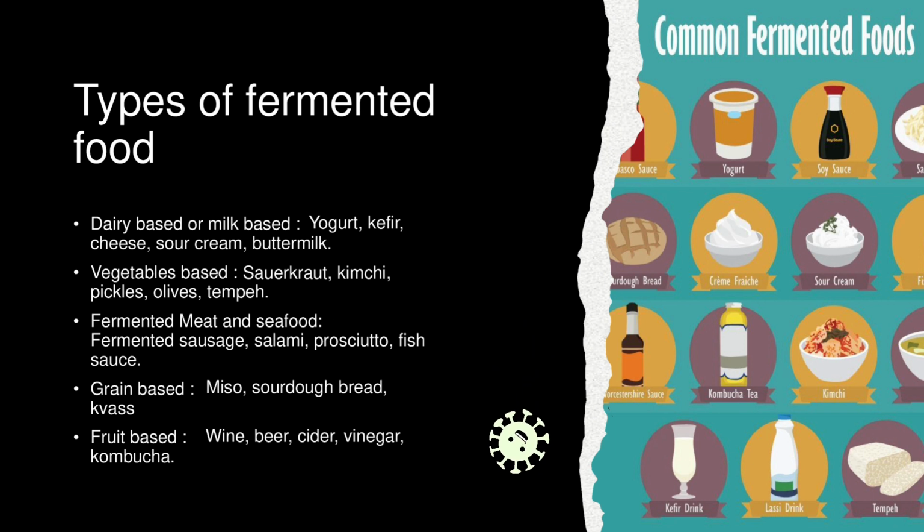Fermented meat and seafood, like fermented sausage, salami, prosciutto, fish sauce. Grain-based, like miso, sourdough bread, kvass. Fruit-based, like wine, beer, cider, vinegar, kombucha. We will discuss each type in another video.